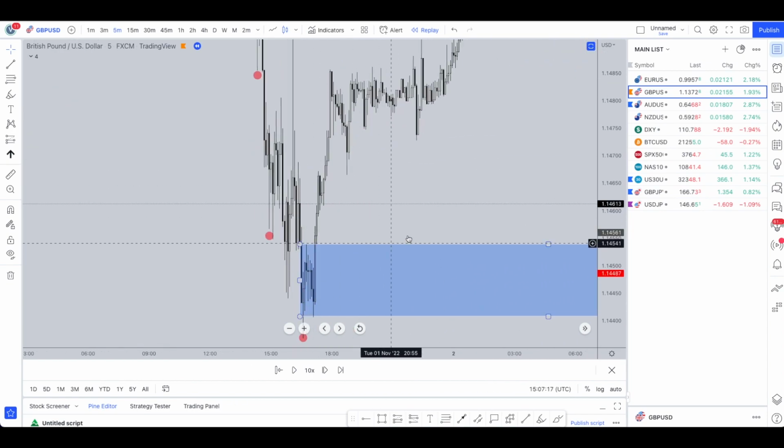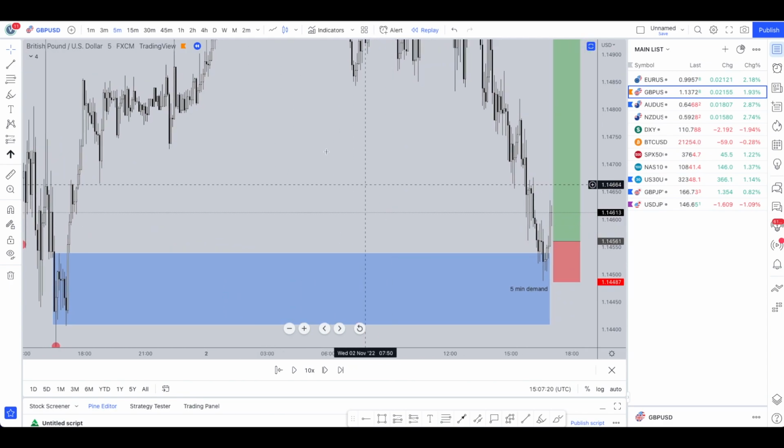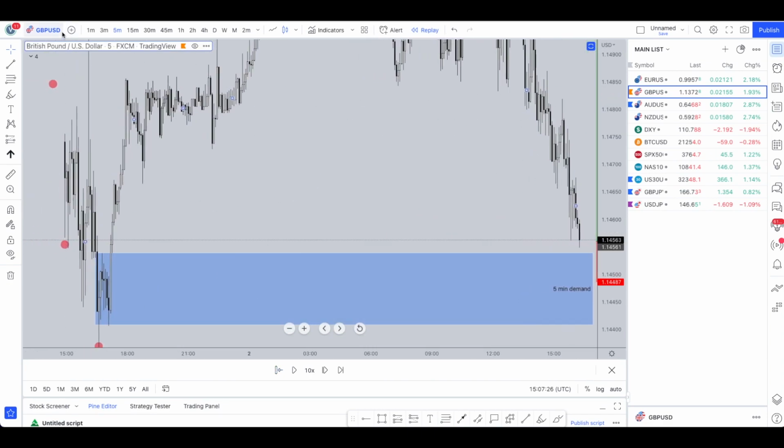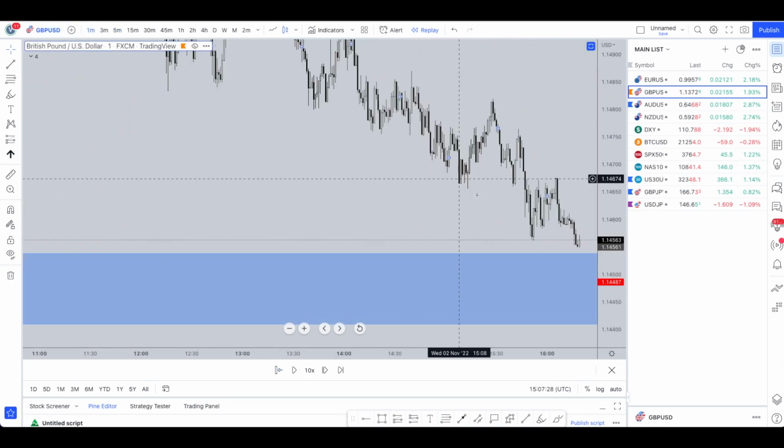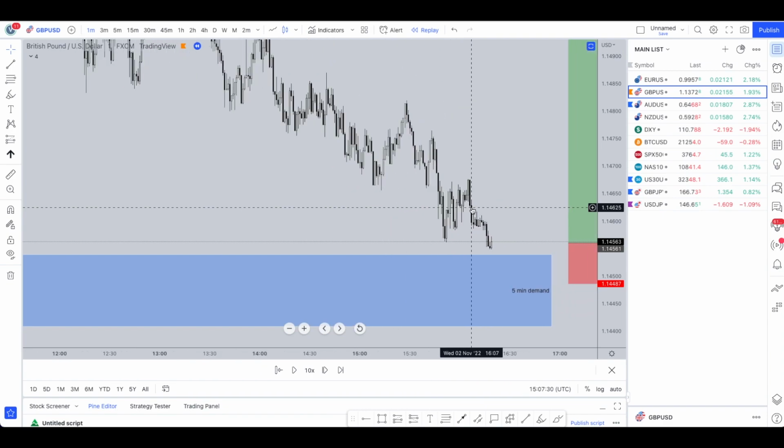Using that as our 5-minute demand zone, and then scrolling across and jumping into replay mode, we're going to track this as it enters the zone, and jump into the lower time frame, the 1-minute time frame. Now what we want to see is a bullish break of structure after it's tapped the zone, giving us proof that this demand zone is actually valid.